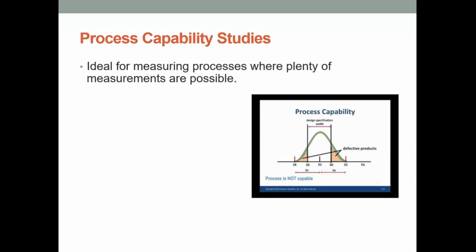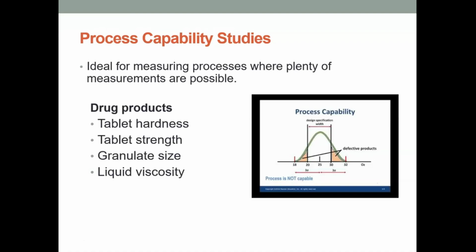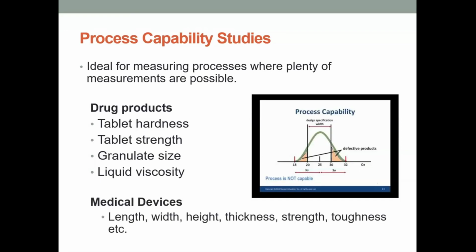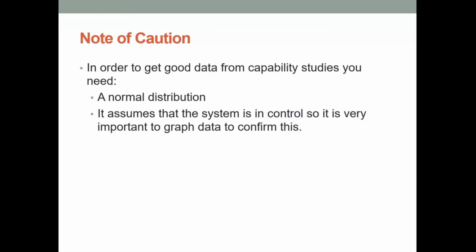Process capability studies are an ideal way of measuring processes where you've got plenty of measurements possible. Drug products, things you would be measuring would be your tablet hardness, your tablet strength, your granulate size, or your liquid viscosity. Medical devices, you might be measuring things like the length, the width, the height, the thickness, the strength, or the toughness, etc. These measures can give you great information about how capable your process is, and you can make modifications then on that basis to try and make your process more robust prior to starting your process validation.